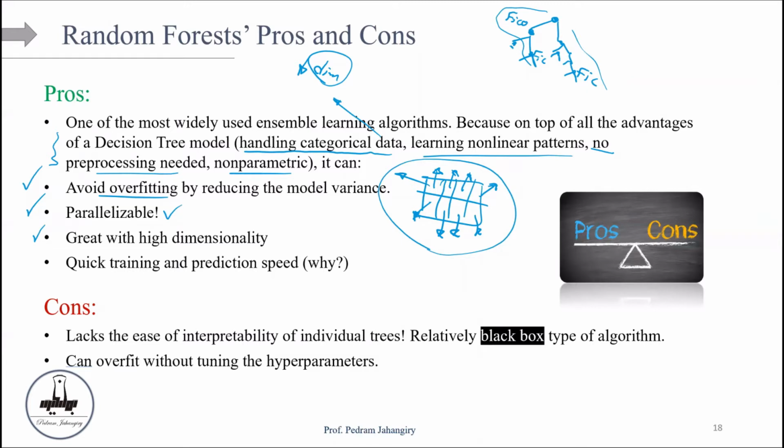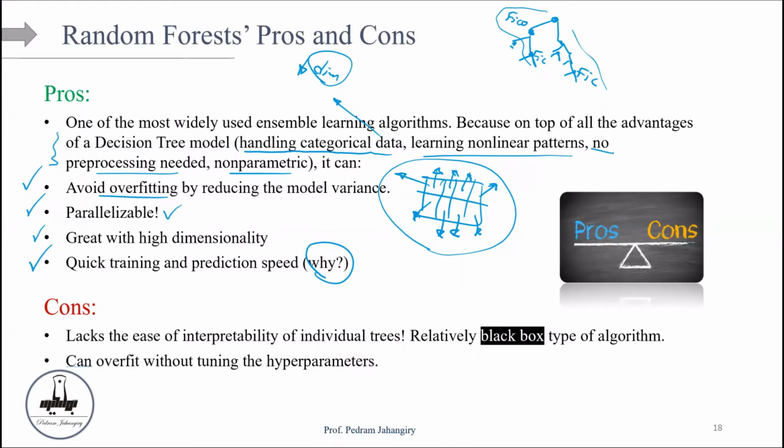And finally, quick training and prediction speed, right? Why? Again, because it's going to reduce the dimension of the data. By reducing, I don't mean that, for example, it's going to go from 100 to 50. I mean when compared to other models, when we have lots of categorical variables. Random forests are going to work with a subset of features instead of the entire feature set, so it's going to be faster.